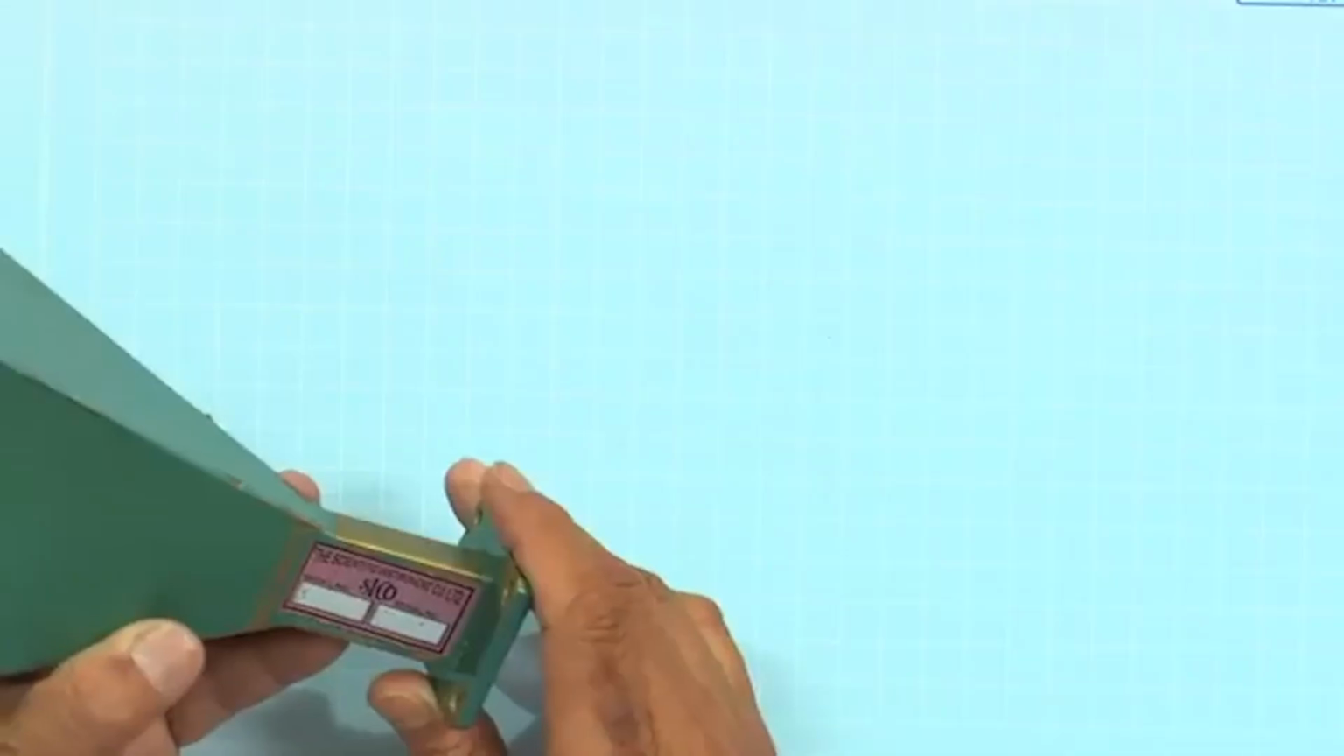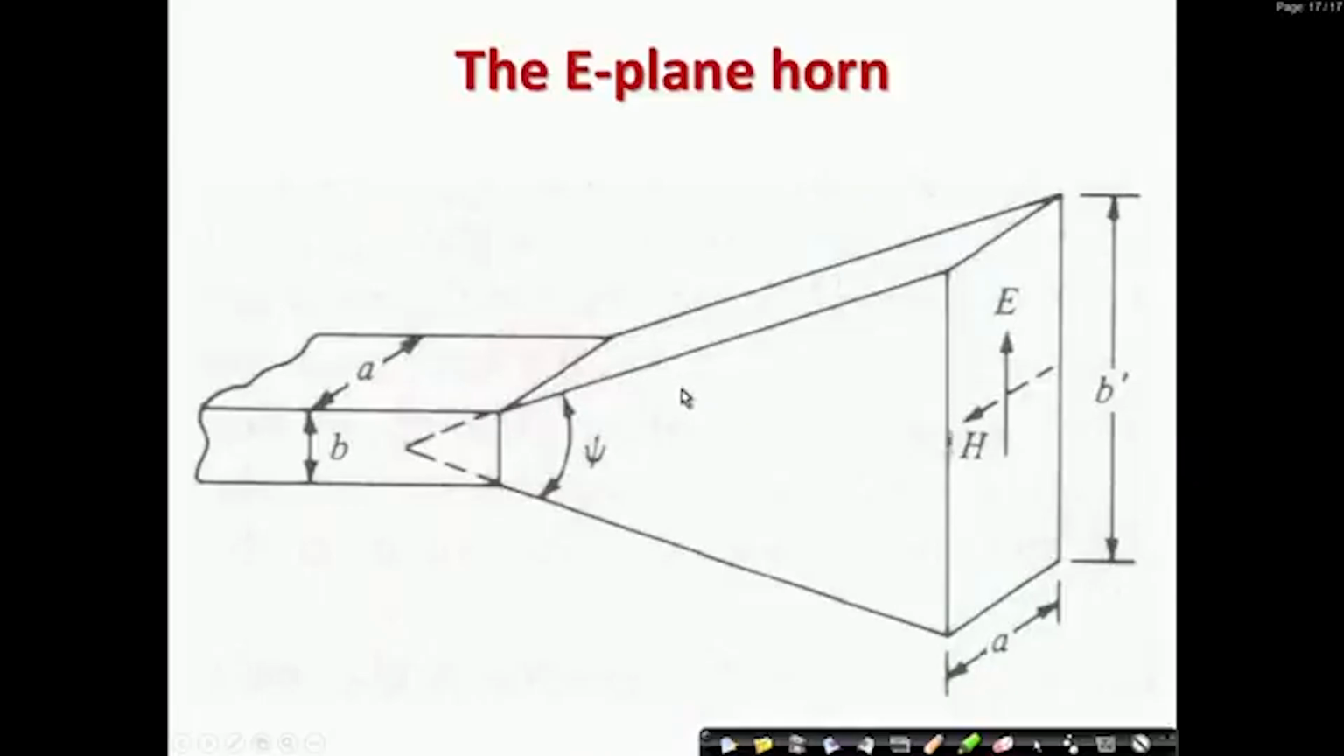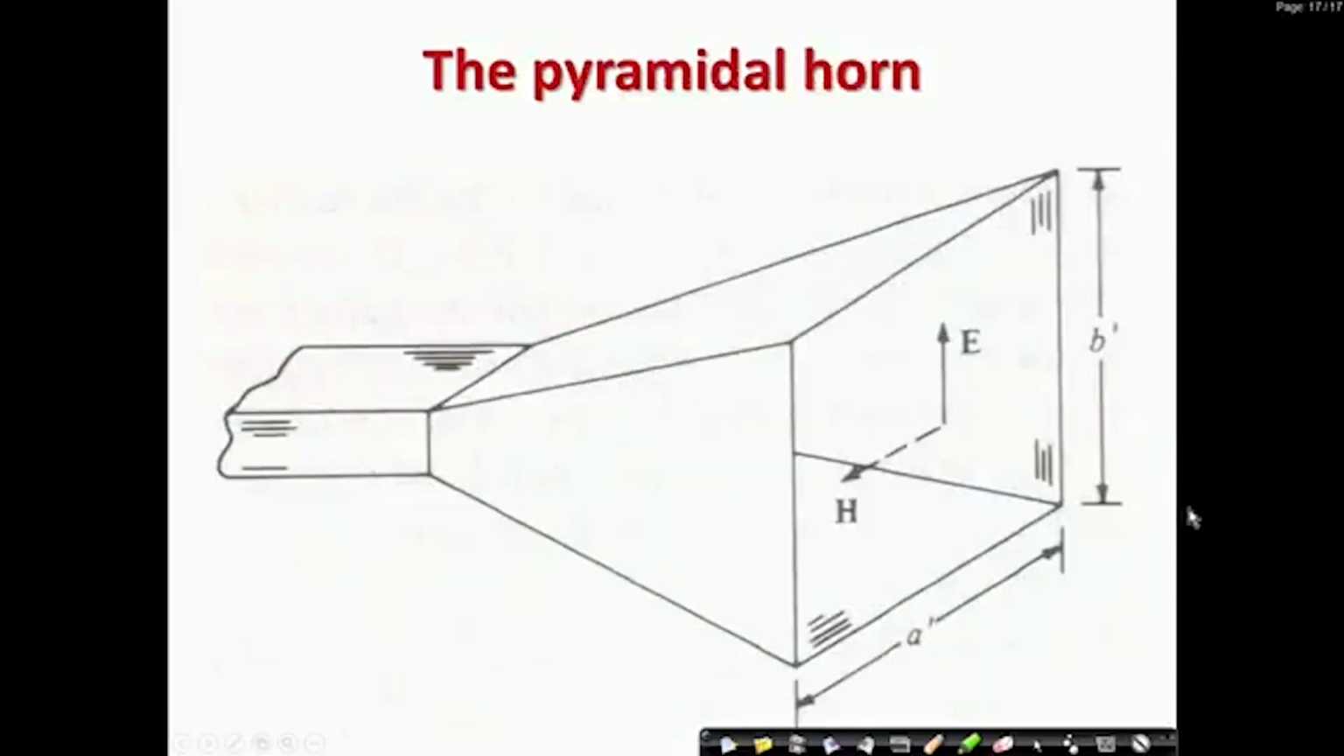This is a horn made by Seco, one of the Ghaziabad companies. So, these are all Indian made things. You can see the graph, you can see the pyramidal horn. In both the directions you have flared. So, ultimately your aperture is A dashed by B dashed.